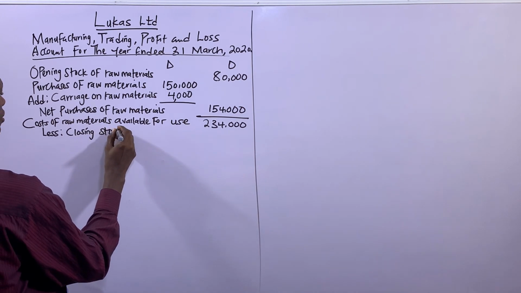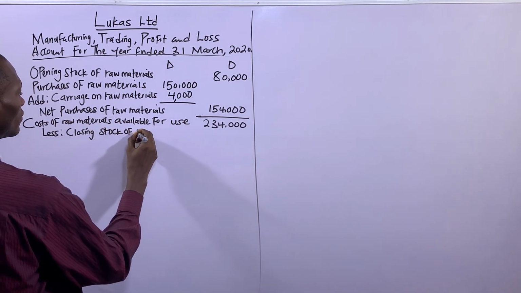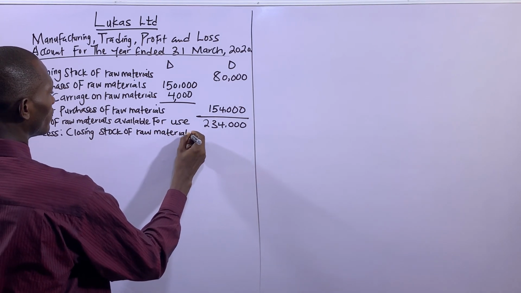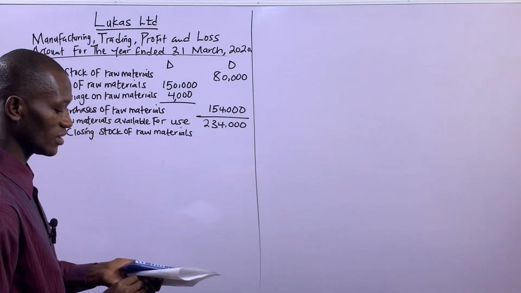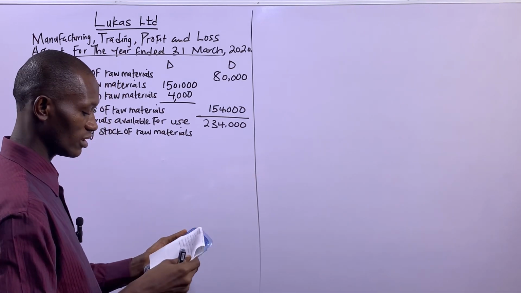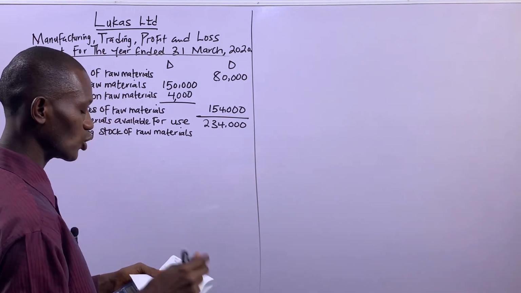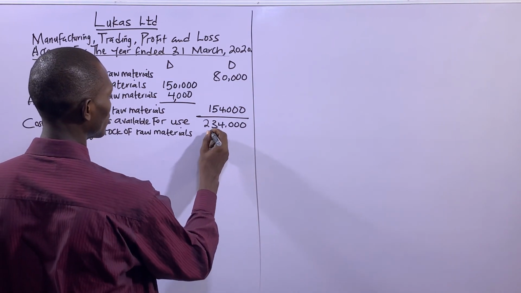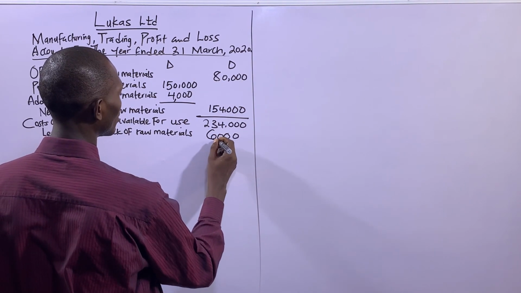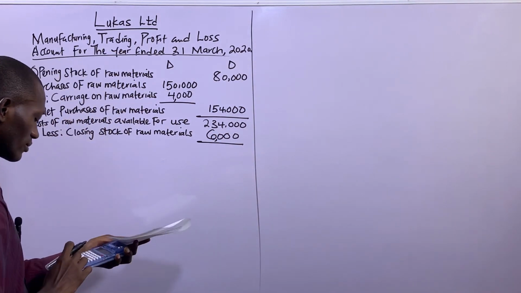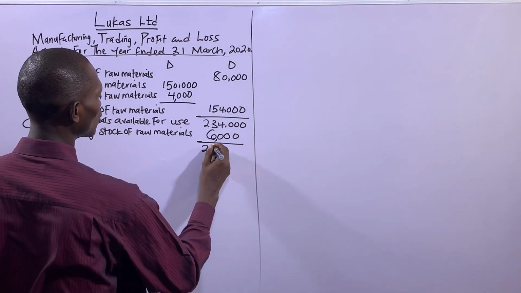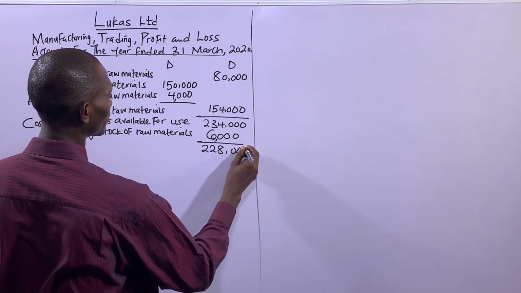Closing stock of raw materials. The closing stock of raw materials will be given in the additional information, and that's 6,000. So it is of raw materials that we are going to use. Then we less that, minus 6,000, and we have 228,000.